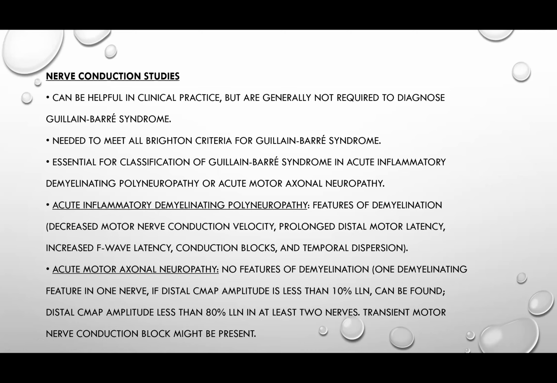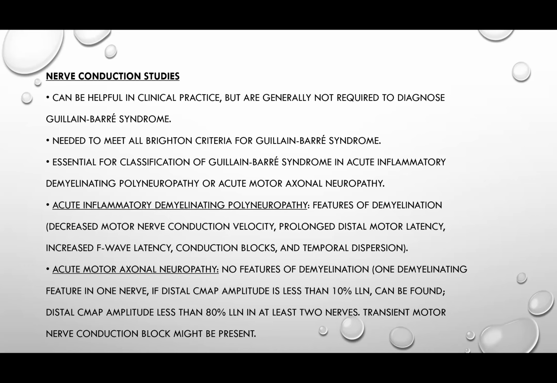Okay. Nerve conduction studies can be helpful in clinical practice but are generally not required to diagnose GBS. Needed to meet all Brighton criteria for the GBS, essential for classification of GBS into acute inflammatory demyelinating polyneuropathy or acute motor axonal neuropathy. In acute inflammatory demyelinating polyneuropathy, the nerve conduction study features are demyelination, that is decreased motor nerve conduction velocity, prolonged distal motor latency, increased F wave latency, conduction blocks, and temporal dispersion. And coming to the acute motor axonal neuropathy, there are no features of demyelination.